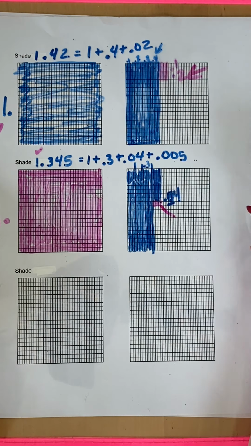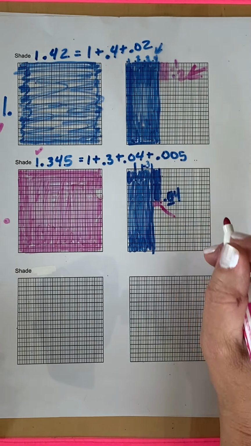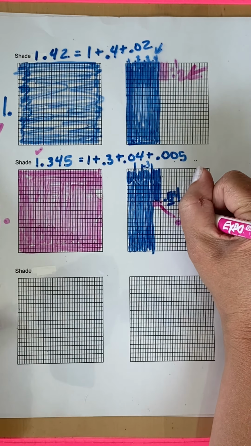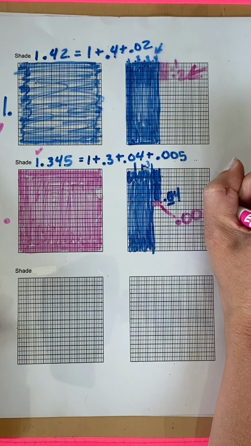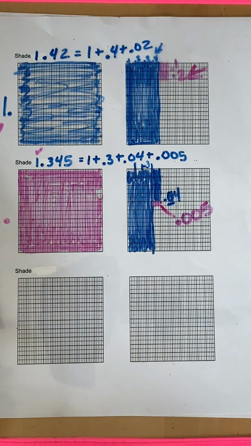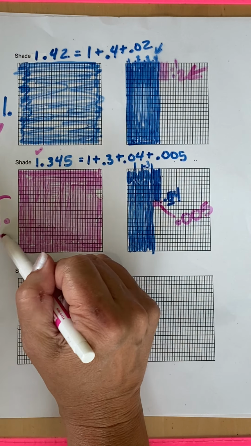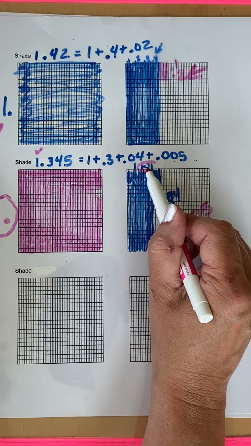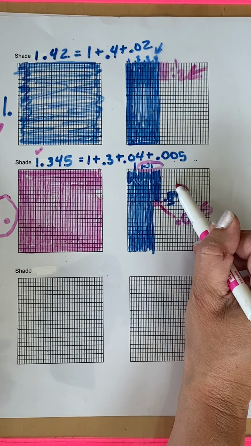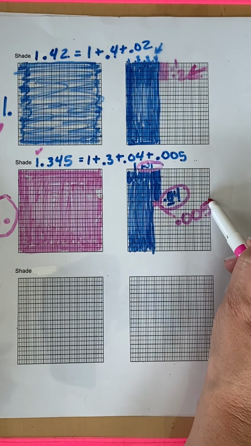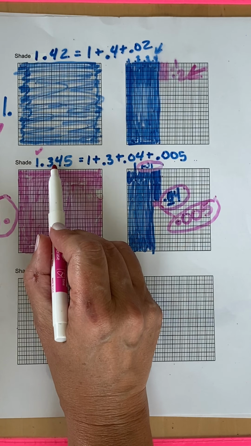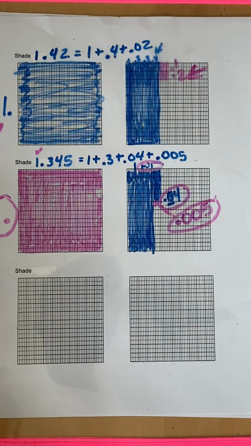Now, to prove it, just in case I might have colored outside of my lines, it's very important I prove to whoever is looking at this that what I shaded was 5/1000. So I have 1 whole, 3/10, 4/100, and 5/1000 that equals 1 and 345/1000.